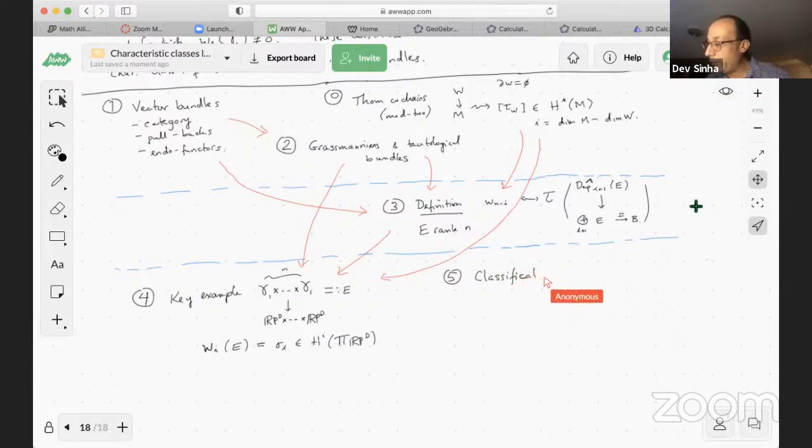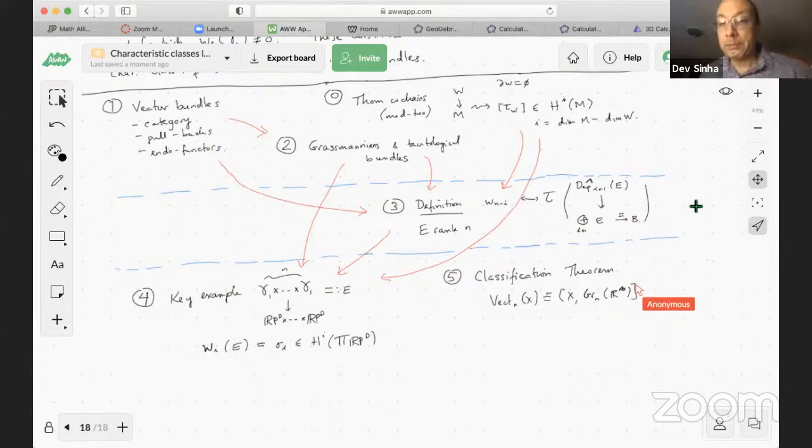You've got the classification theorem, which says that Vect_n over X is homotopy classes of maps from X to Gr_n(R^infinity) when X is paracompact. Otherwise, by Vect_n we just mean something like tame bundles. You don't really need anything there other than vector bundles and Grassmannians. So I'll not make the picture too complicated. I'll just draw the implication from Grassmannians and have the implied implication from vector bundles.